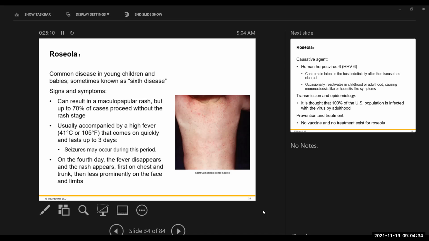This is caused also by a DNA virus. In this case, human herpesvirus 6. Most common in young children between the ages of 6 months and 2 years. Usually transmitted by saliva and respiratory droplets. Incubation period is 1 to 2 weeks.